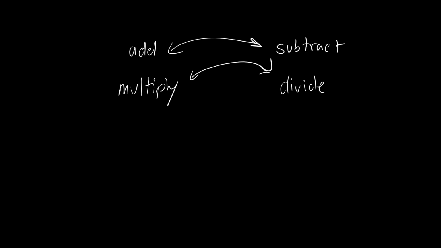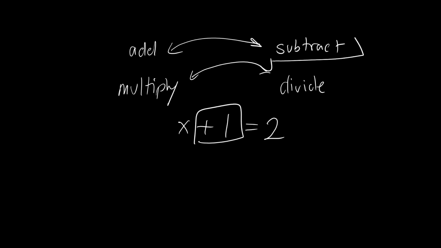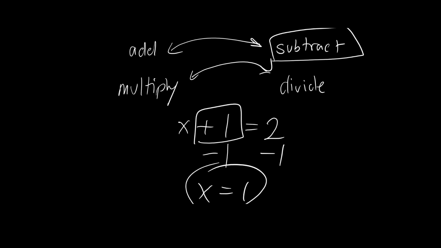Okay, so what does this mean? Well, for example, if we had in our example 1, x plus 1 equals 2, we see here that we have plus 1. So we look at the opposite, which is subtract 1. So we subtract 1 from both sides, and we get x equals 1. That's what we wanted.